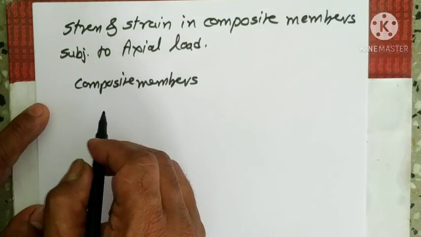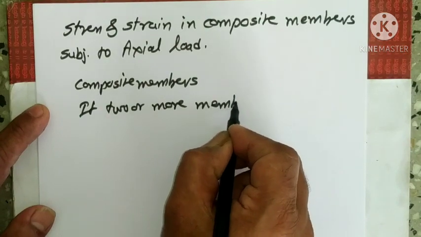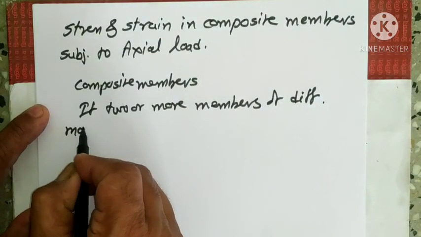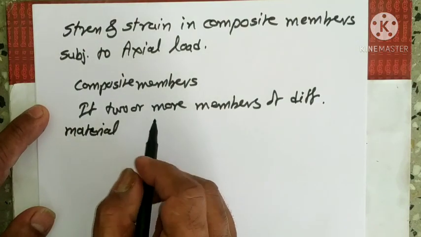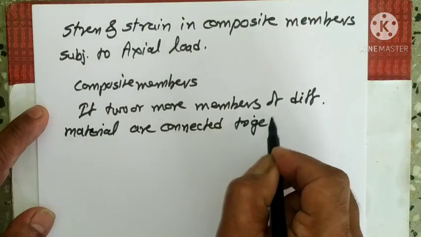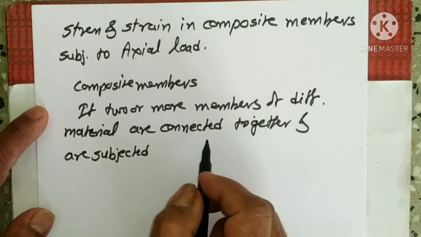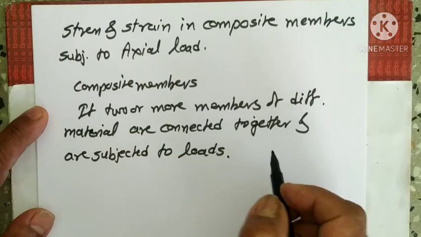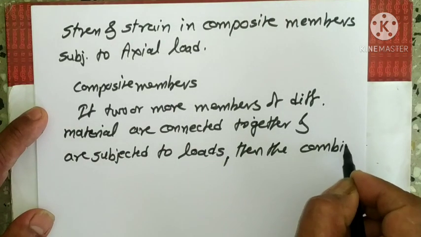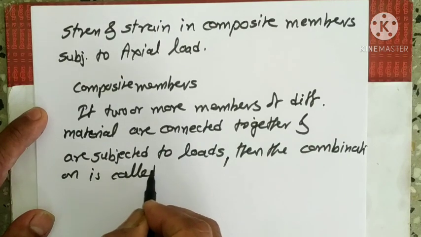When two or more members of different material are subjected or connected together and are subjected to loads, then the combination is called composite member.